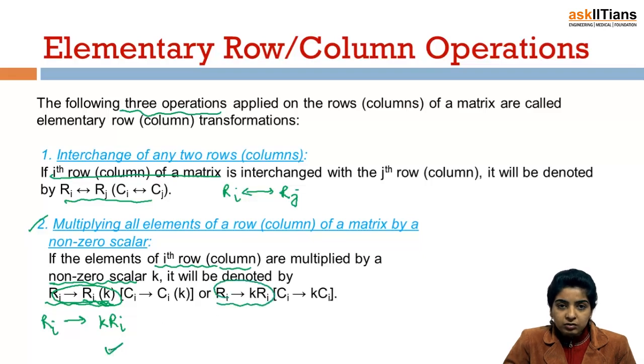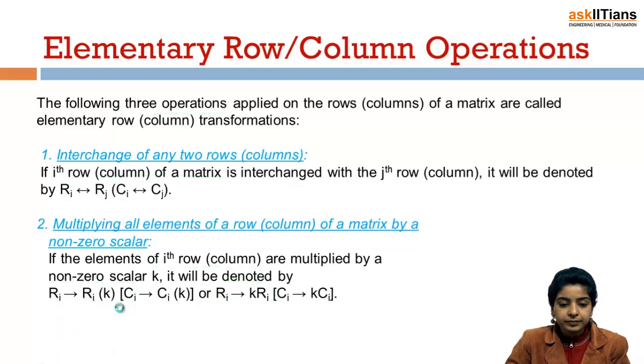Usually we use this notation, Ri tends to, or Ri becomes k times Ri, where k is a non-zero scalar. This means each and every element of the ith row gets multiplied by that particular non-zero scalar k. Similarly, we can apply the same operation on columns. So we have Ci tends to k times Ci.